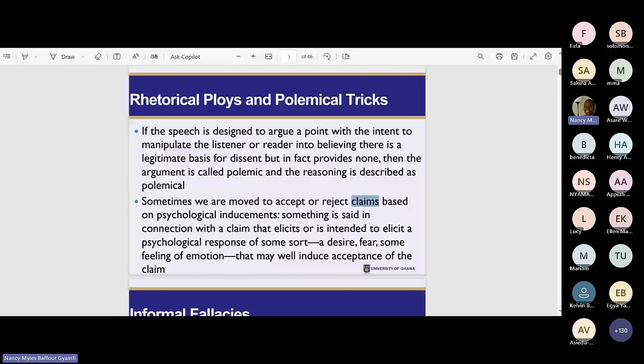So sometimes people present supposed evidence in a bid to convince you to dissent from a view, but they haven't really argued. That is what we are calling out. It is not an argument, it's not premises. They either induce you, induction, or they poison you, so to speak, polemic. They are not giving you reason. It's a psychological inducement.